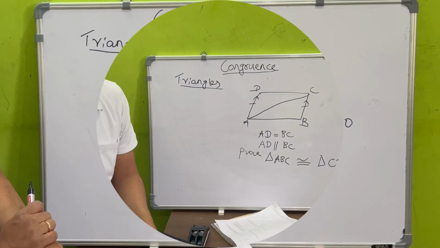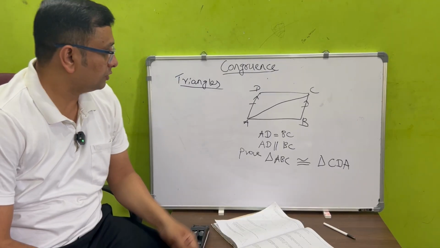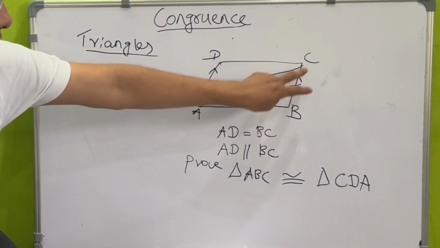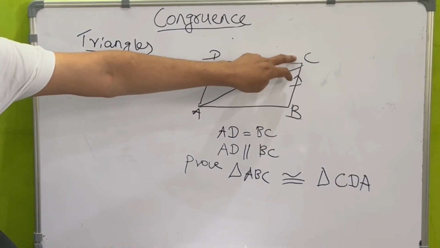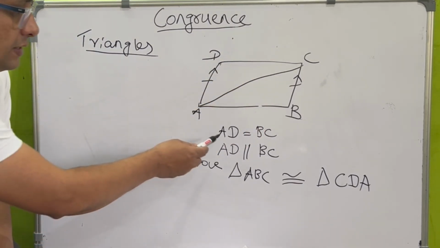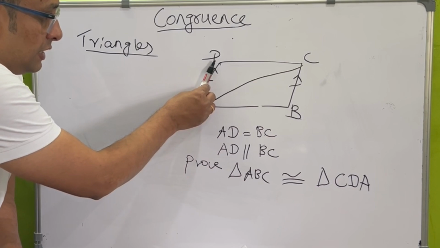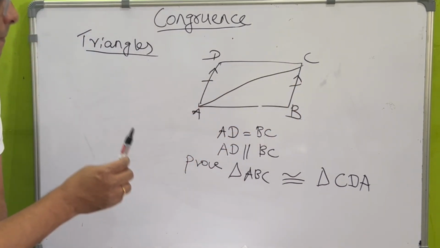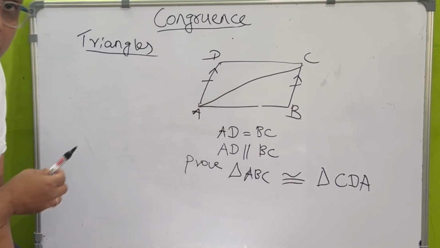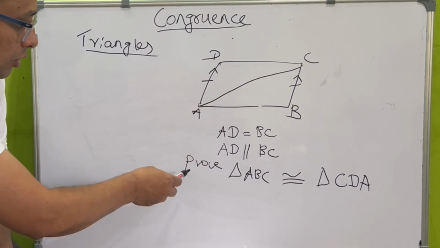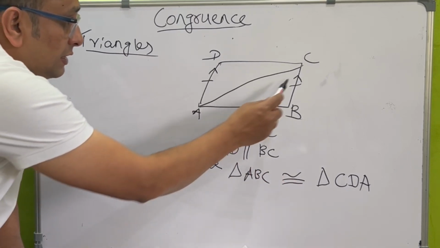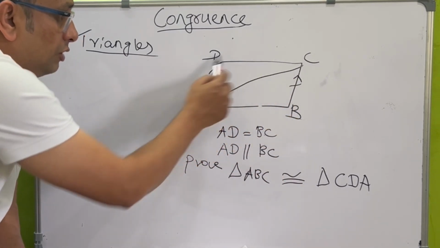That's it. Coming to another example, we have a parallelogram, with two triangles ABC and ADC. Here the given data is AD equal to BC, as well as AD parallel to BC. Both of them are parallel to each other. That's the given. They asked to prove triangle ABC is congruent to CDA.